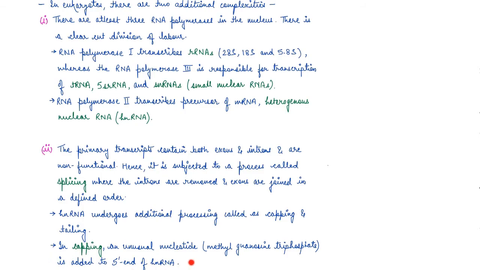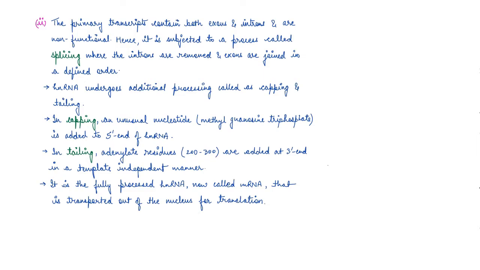And in tailing, what happens? In tailing, adenylate residues, right? So 200 to 300 adenylate residues are added at the 3' end, and that is added in a template-independent manner. Now this becomes the fully processed heterogeneous nuclear RNA, which is now known as messenger RNA. Now this is transported out of the nucleus for translation.